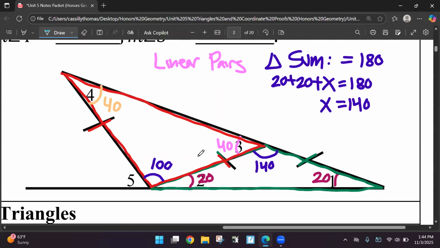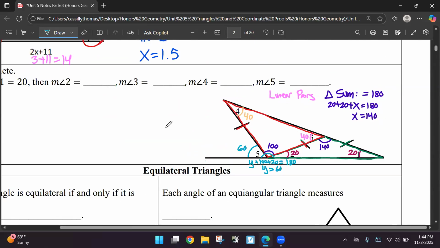These three angles here have to equal 180 degrees. So we have 100, we have a 20. Let's say y plus 100 plus 20 has to equal 180 because that makes a straight line. 120, we're gonna have y equals 60. So this right here is a 60 degree angle. And there you have it. There are all five of your angles.